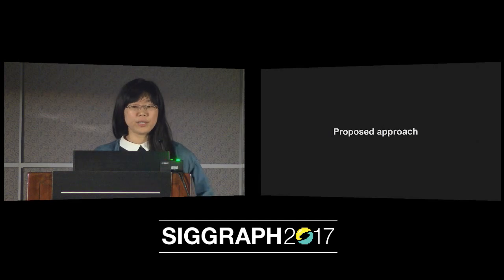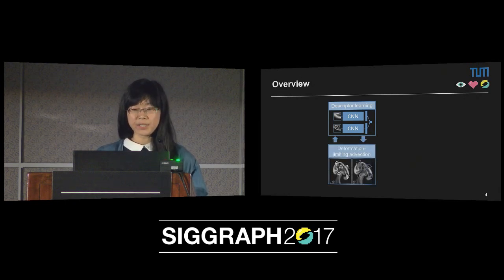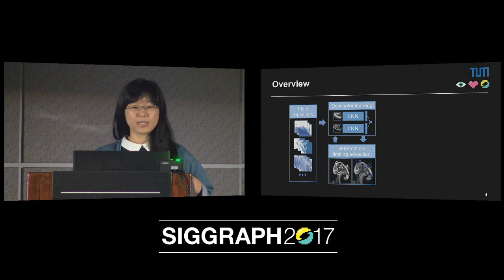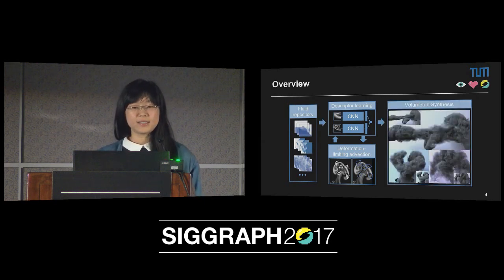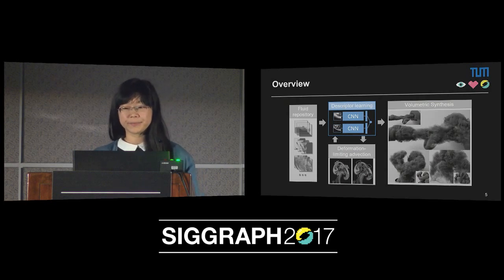So first I will show the overview. Here we have a descriptor learning part where the convolutional neural network is used to encode the similarity between the fluid regions. At the same time, we have a deformation limiting part that deals with the flow motion. With the help of these two, we can create a reusable fluid repository. And at last, a synthesis step is necessary to generate the final detailed results. So let's start from the descriptor learning part.